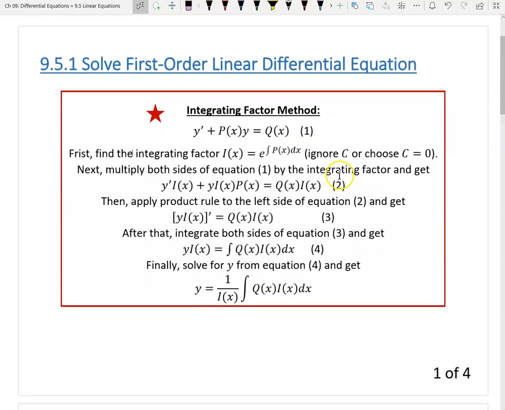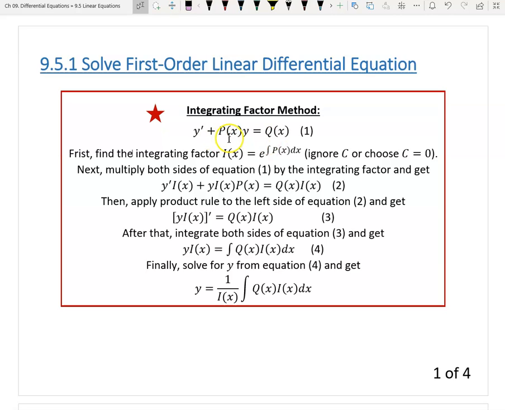First, let me show you this equation, equation 1. We call it the standard equation for first order linear differential equation. Why do we call it the standard? Because the coefficient of y prime, which is the first derivative, is 1. Why do we call it first order? Because we only have the first derivative. Why do we call it linear? Because y prime and y are linear in the equation. And p is the coefficient of y. Q is just like a constant term.